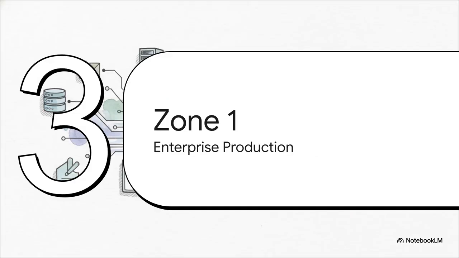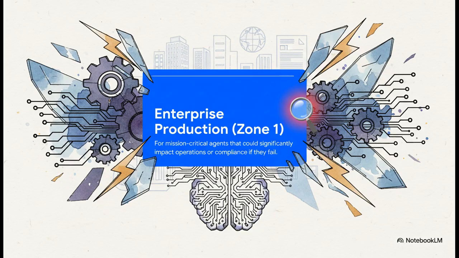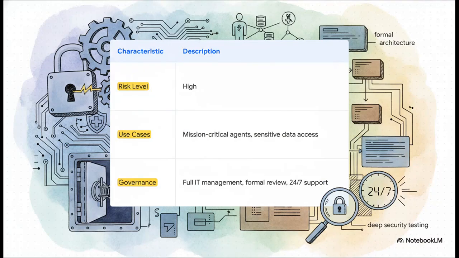supervision. And finally, that brings us to the highest level of control, Zone 1, enterprise production. Okay, this zone is reserved for the heavy hitters. These are your mission-critical AI systems. If one of these agents fails or gets compromised, the impact on your business operations, your reputation with customers, or your compliance standing could be absolutely massive. The characteristics here reflect those high stakes. The risk is high. The use cases are things like automated financial decisions.